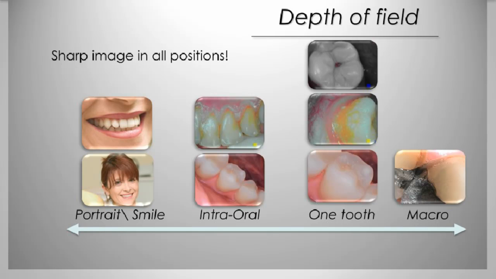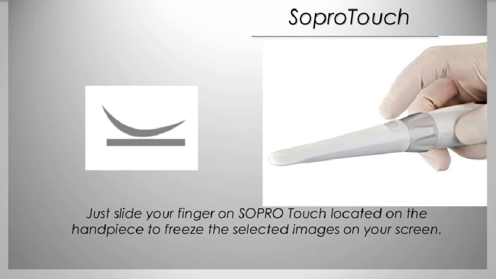And then, of course, we've got macro, and this is very helpful when you're trying to see, as you can see, between the contacts or craze lines or cracks or whatever the case may be. So the depth of field is very varying in this product, and it has so many uses. And I can go on. There's probably more, but that's basically it.